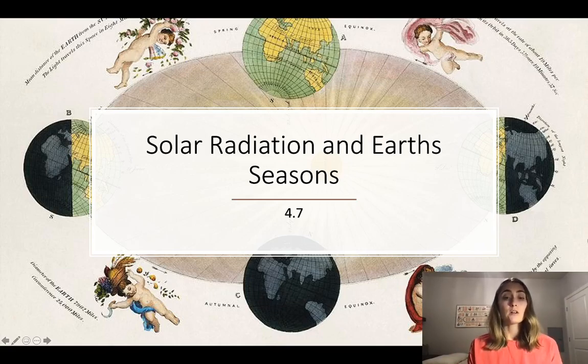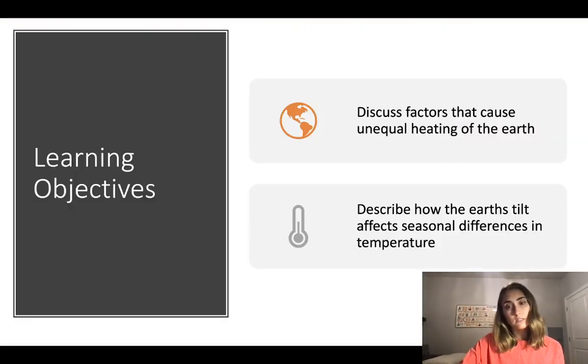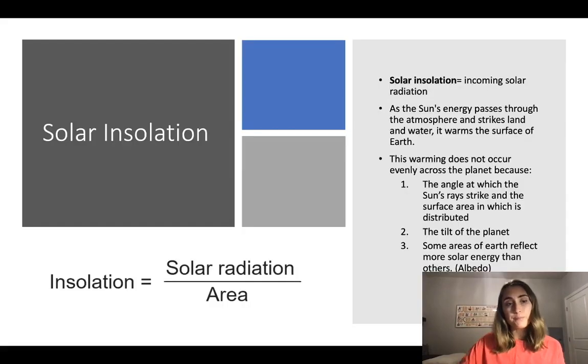Guys, welcome back. We are talking about 4.7, solar radiation and Earth seasons. Our learning objectives for today are to discuss factors that cause unequal heating of the Earth and describe how the Earth's tilt affects seasonal differences in temperature.